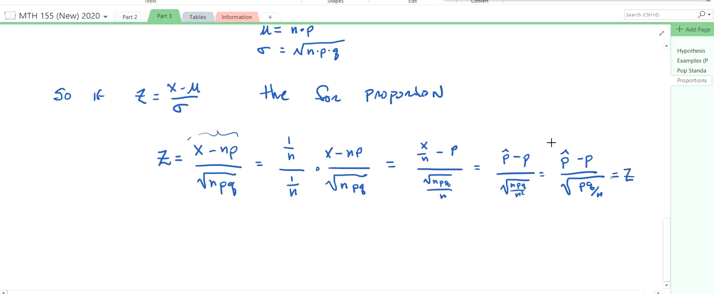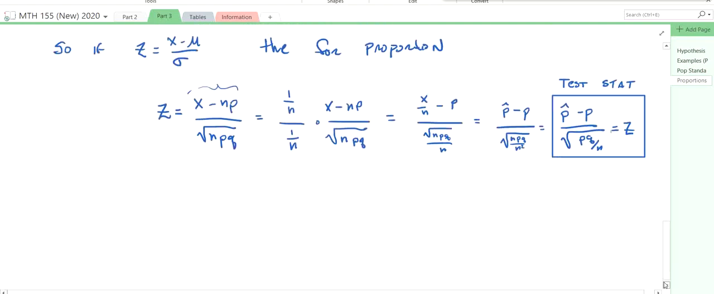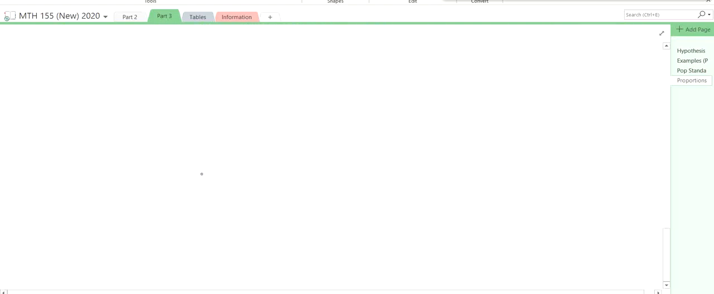So this will be our test stat in our hypothesis analysis, which we're going to do the exact same way as we did before, except we're going to use this as our test stat when it comes time. And we will calculate our critical region in exactly the same way and do the mechanics of our hypothesis testing in exactly the same way. And I will demonstrate that now with an example problem.